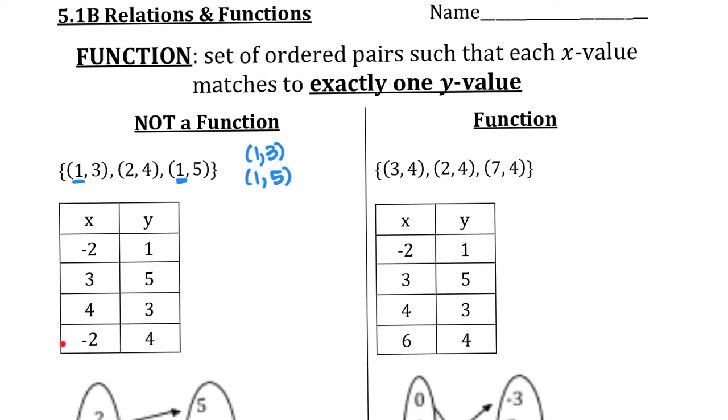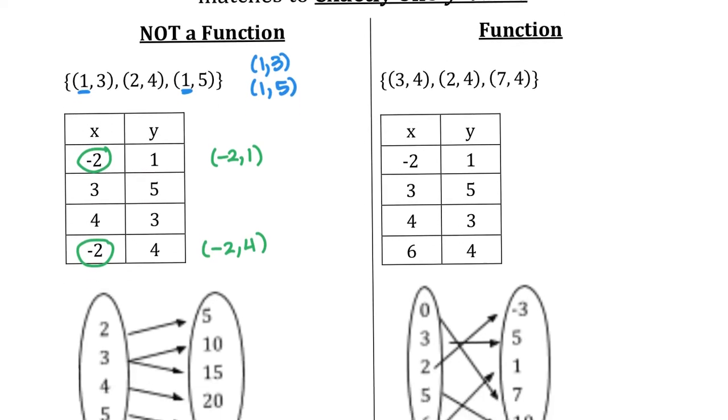Okay, the next relation is represented as a table. Remember, I'm just going to look at the x values to see if there are any repeats. So in the x column, I have -2, 3, 4, -2. So the -2 repeated twice. Okay, this first ordered pair is -2, 1. The second one is -2, 4. So this is not a function because x equals -2 is matching to two different y values, 1 and 4. And you can either write x equals -2 has two different y values, or you can list -2, 1 and -2, 4 as proof that this is not a function.